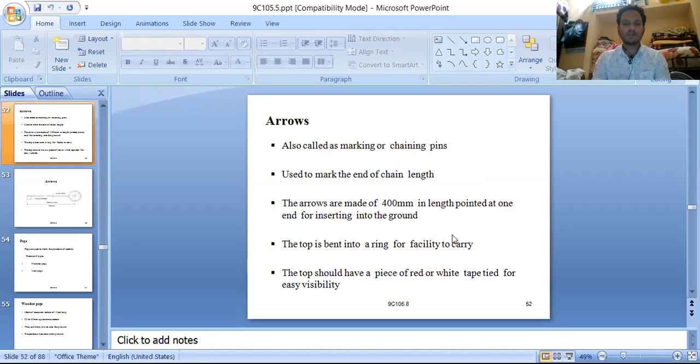Arrows. These are also called marking or chaining pins. These are used to mark the end of each chain length. The arrows are made of 400 mm in length, pointed at one end for inserting into the ground. The top is bent into a ring for facility to carry. The top should have a piece of red or white tape tied for easy visibility.